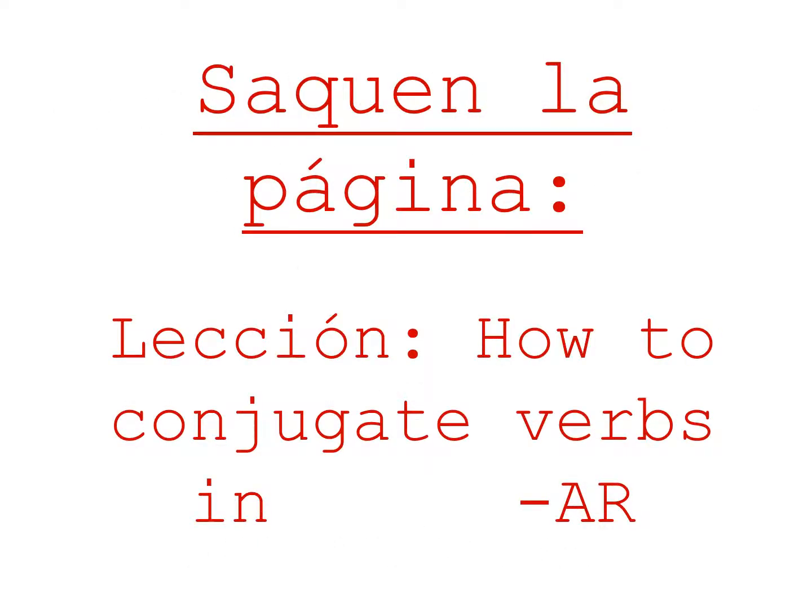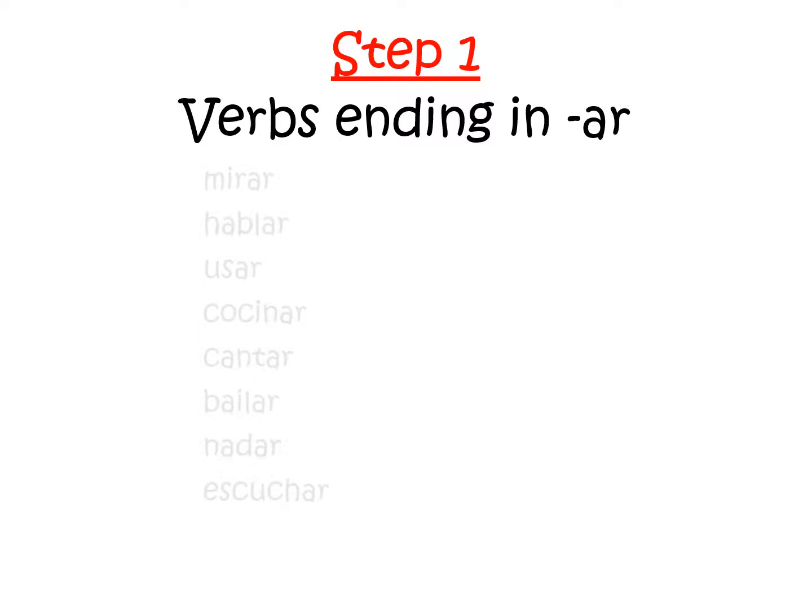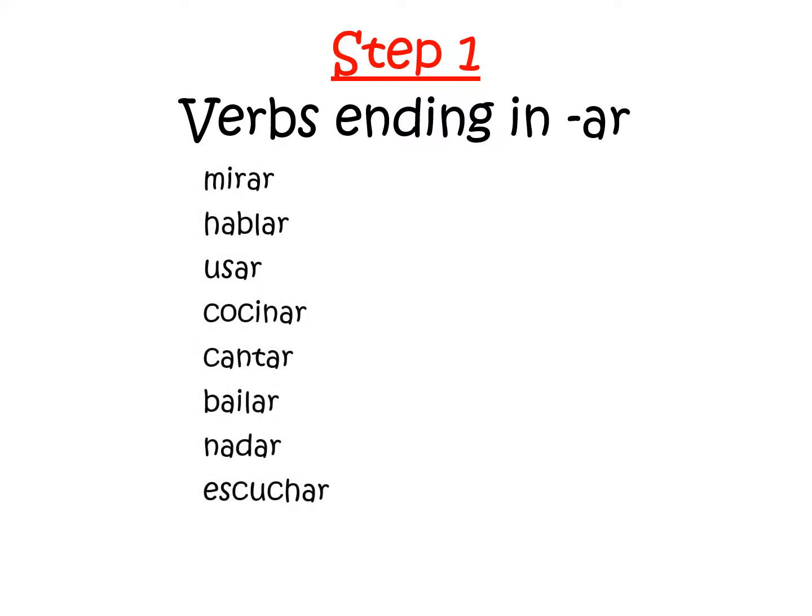Ahora chicos, saquen la página, tu tarea, lección, how to conjugate verbs in AR. Verbs ending in AR. We're going to do step 1 right now. We're going to take the 8 verbs on our page as examples, and we are going to chop off the ending. So the first step in conjugating an AR verb is to chop off the AR, which means you remove the AR from the end.